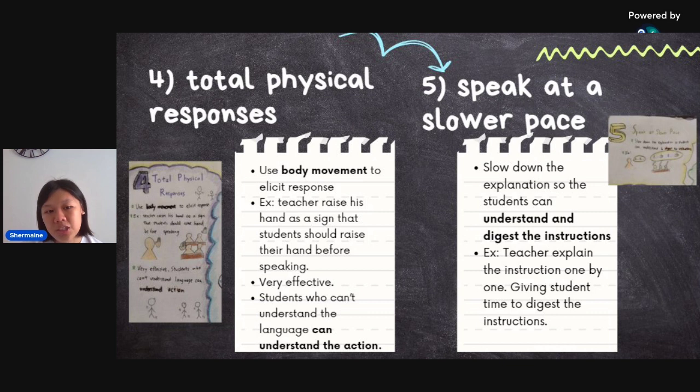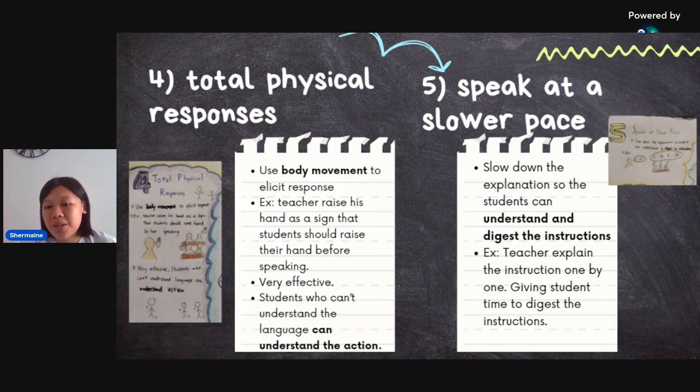So, for example, the teacher might raise his hand as a sign that students should raise their hand before speaking. Before that, the teacher already said, if you want to answer the question, please raise your hand. For the second question, he doesn't have to repeat the same instruction again. He just raises his hand like this. The students know that they should raise their hand before speaking. So this is very effective because the teacher doesn't have to repeat every time and the students can see very clearly what the teacher asked them to do, right?